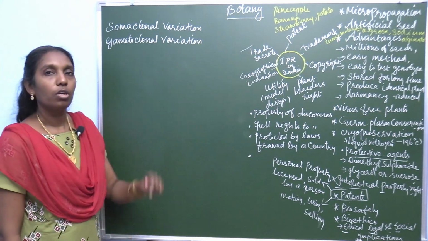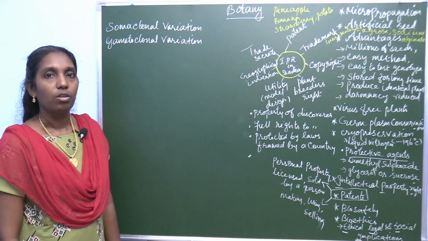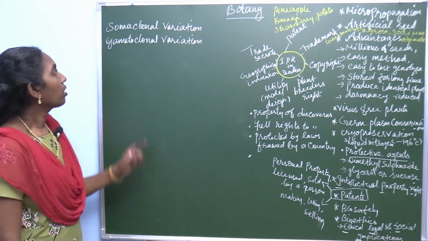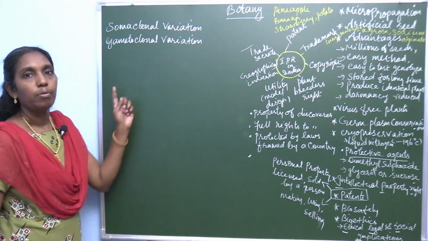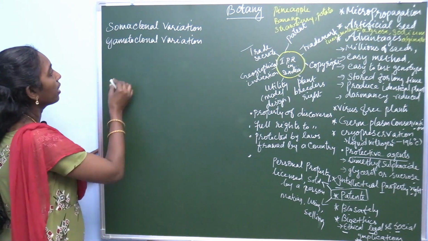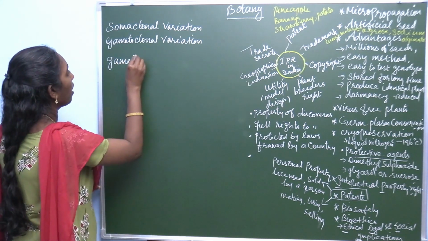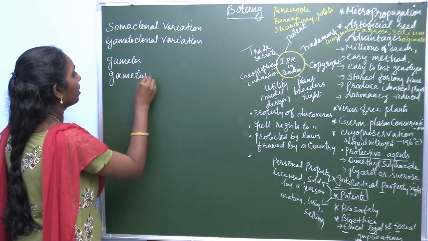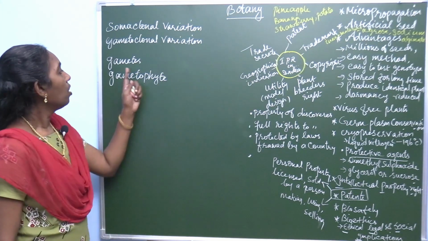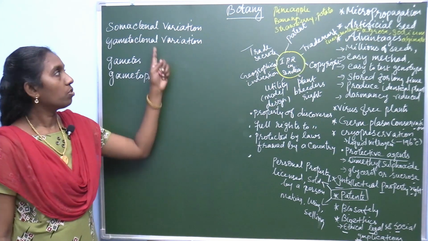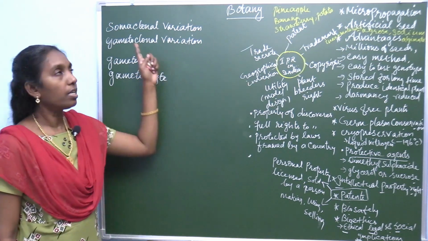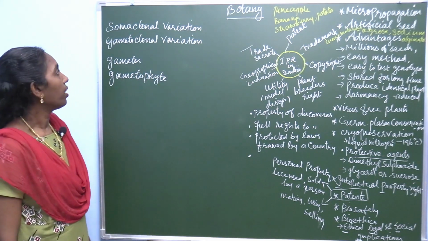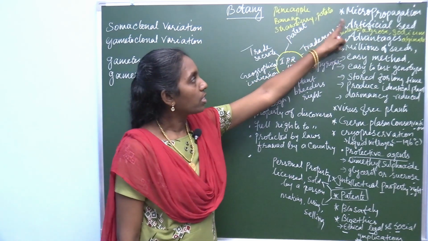Likewise, gametoclonal variations are variations in plants produced by a gamete or gametophyte. Here the gametes may be male gametes or female gametes. Gametoclonal variations are observed in the gametes or gametophyte. So, these two definitions you learn first. Today's first question: define somaclonal variation. Second question: gametoclonal variations. Then let's start these 3-mark questions.